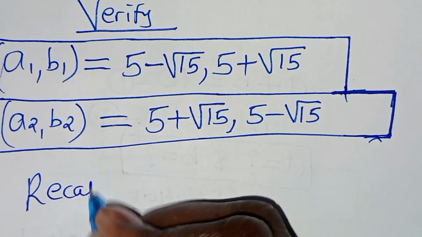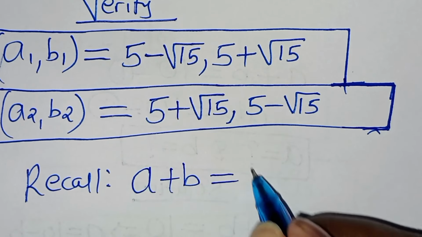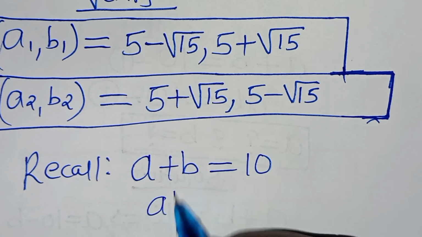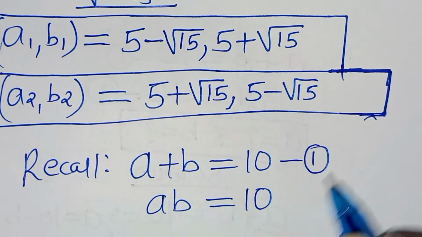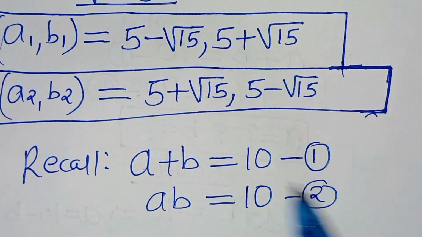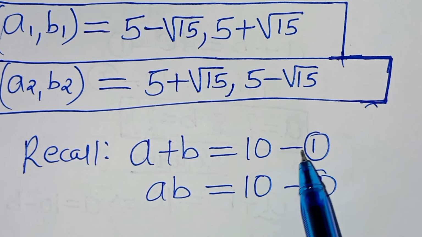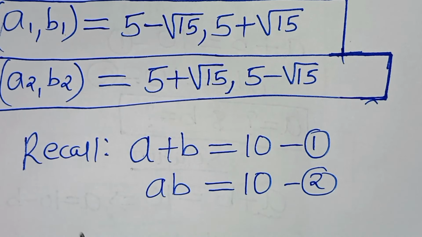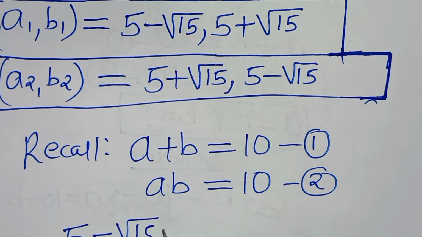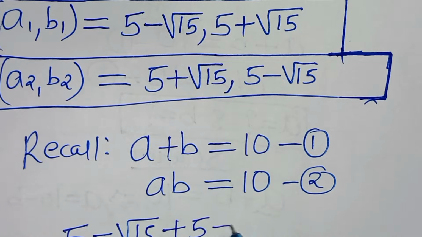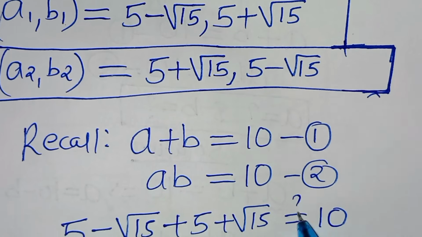Now, if you recall from here, we have that a plus b, this is equal to 10, and that a times b, this is equal to 10. So this is equation 1, and this is equation 2. So let's verify a1, b1 by applying equation 1 from here. So from equation 1, we have 5 minus square root of 15 plus 5 plus square root of 15. This should give us a value of 10.